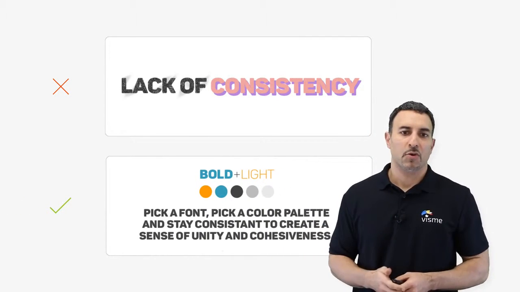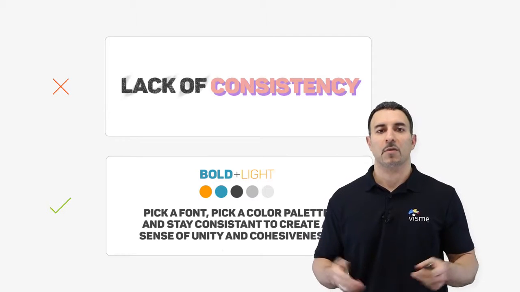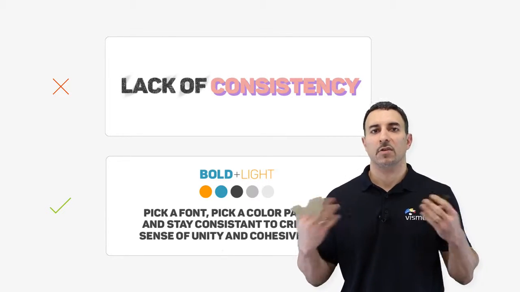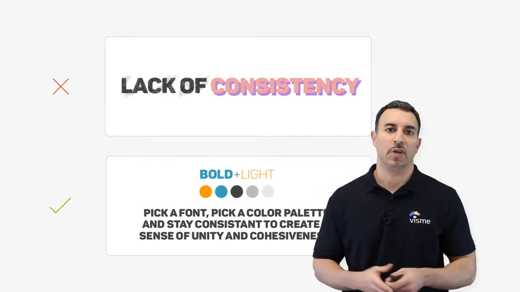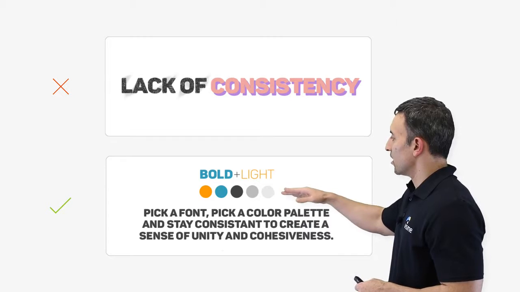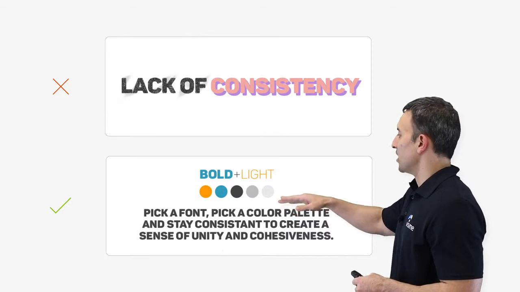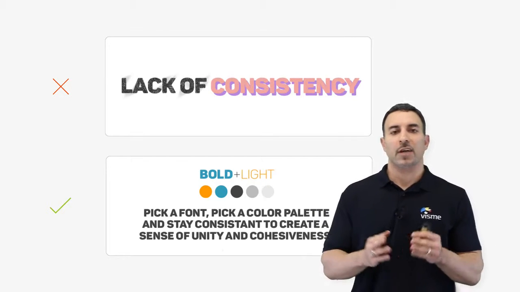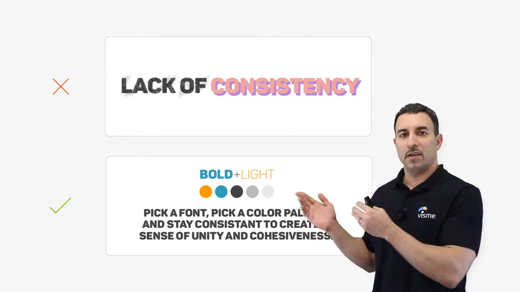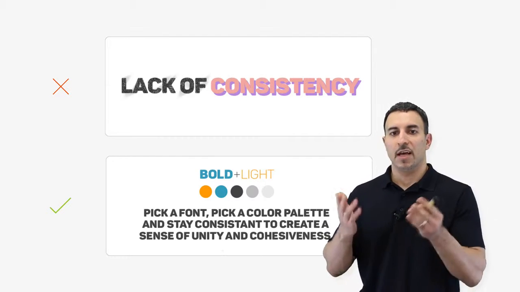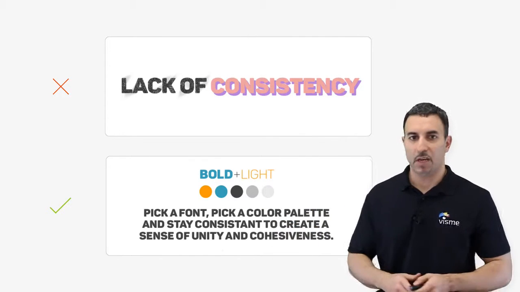What you instead want to do is pick a font, pick a color palette, and stay consistent, to create a sense of unity and cohesiveness with your design. So in the example below, you can see that the colors, the orientation, the use of the fonts, everything is balanced, and so it is taking the mistakes that I mentioned and reversing those, and so you achieve this nice clean design below it.